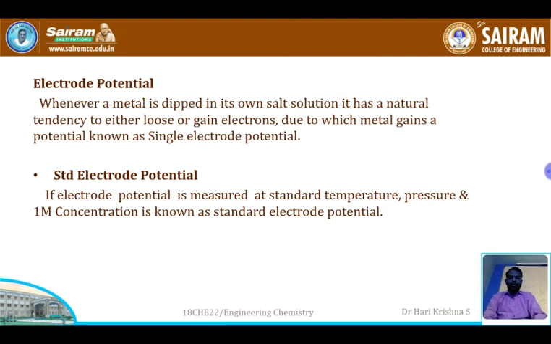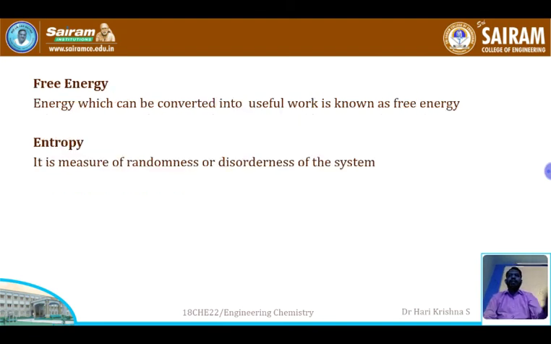Okay. So next we have free energy. What do you mean by free energy? You might have heard of Gibbs free energy, which is represented by delta G, right? So any energy which can be converted into useful work is known as Gibbs free energy. It might be internal energy, or it might be external, or it might be both. It is represented by delta G, that is Gibbs free energy, and is given by delta G equals delta H minus T delta S.